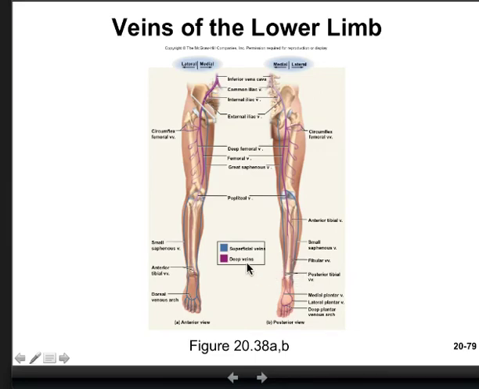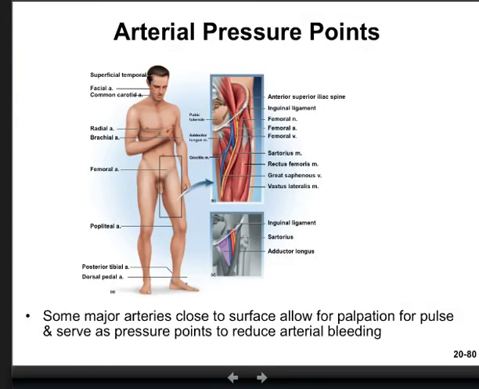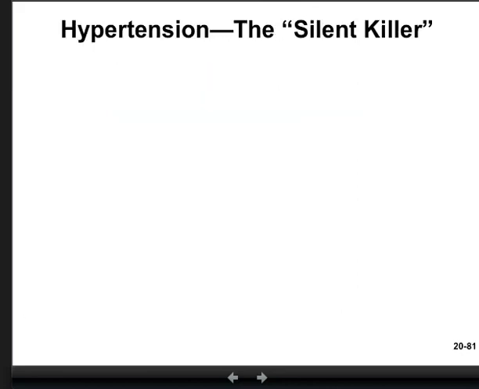The deep veins here are shown in dark purple. The superficial veins are shown in light blue. We talked about the fact that there are pressure points. This is where we like to take a pulse so we can see what your heart rate is, using a formula that allows us to correct between pulse rate and heart rate. Some of the major arteries close to the surface allow for palpation of the pulse, and they serve as pressure points to reduce arterial bleeding.